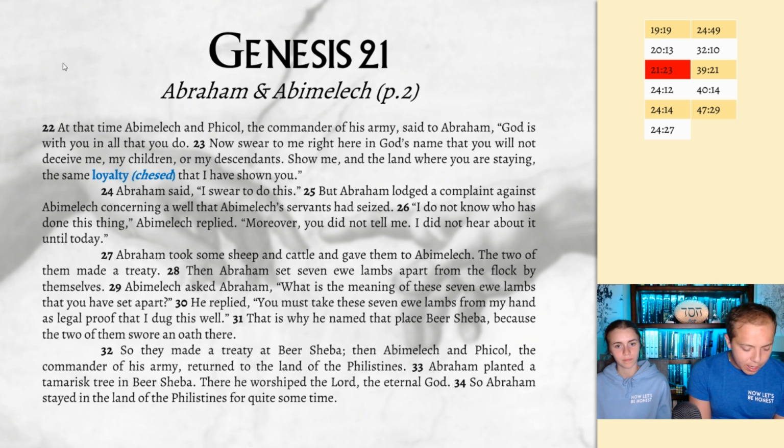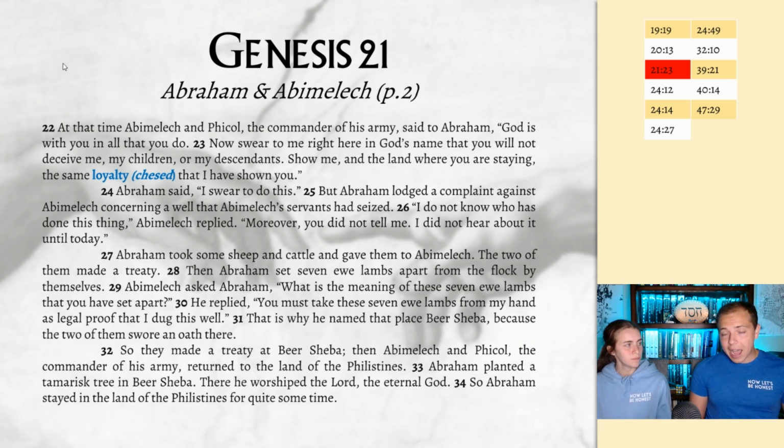And this finally leads us to verse 20, where it says, "God was with the boy as he grew. He lived in the wilderness and became an archer. He lived in the wilderness of Paran." This is talking not about Isaac, but about Ishmael. Okay. Right? Because shortly after Isaac's birth, Ishmael and Hagar leave again, and they stay gone. And so Ishmael is growing. He lived in the wilderness of Paran. His mother found a wife for him from the land of Egypt.